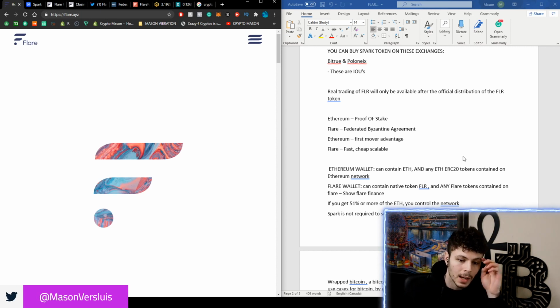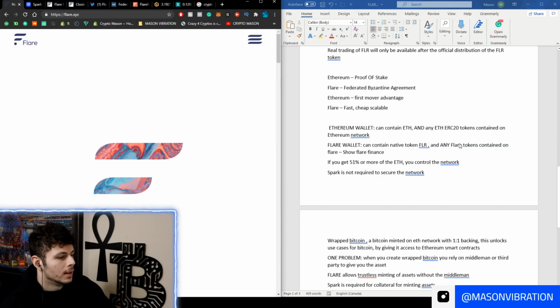By the way, I'm a big proponent of both of these. I love both of these, and I actually believe that they will coexist. Flare won't kill Ethereum, meaning Ethereum won't go to zero because of Flare. No. They will coexist, but Flare could be a monster like Ethereum.